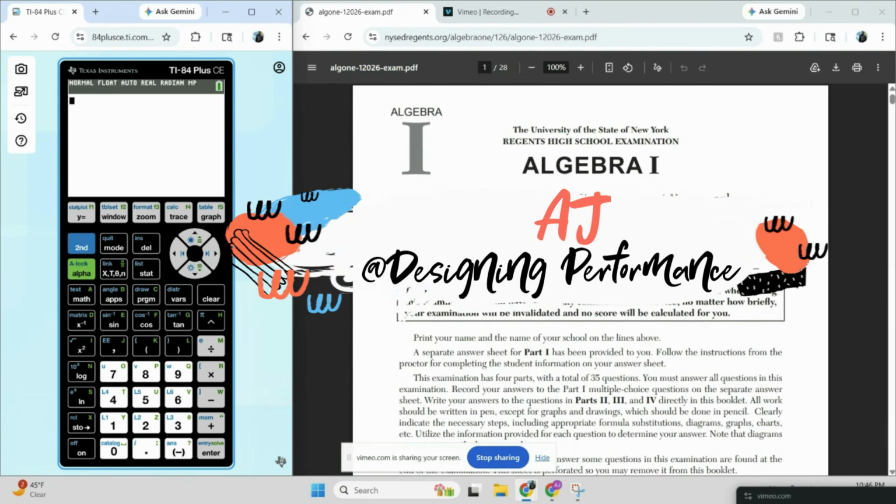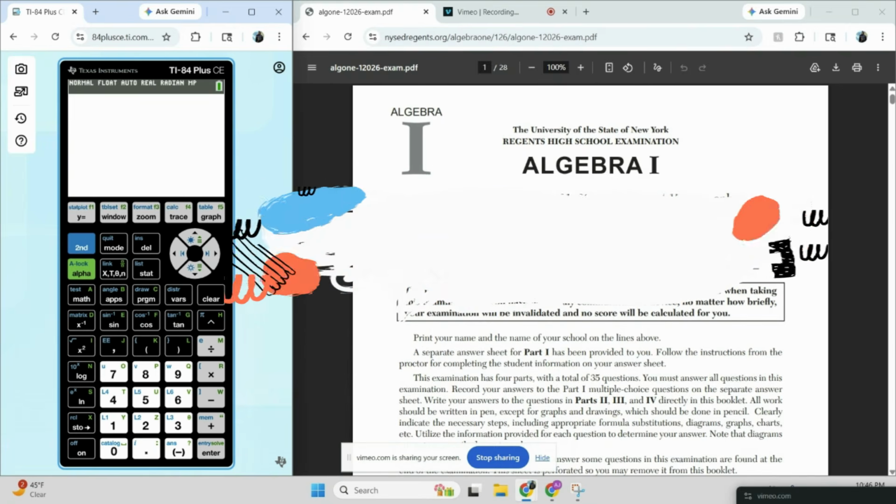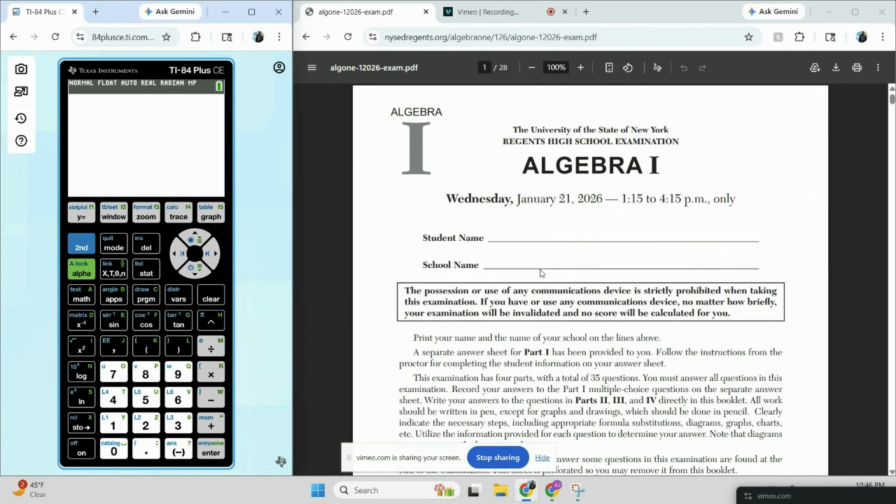All right, welcome to Designing Performance, where we're going to take you through the Regents and how to use the calculator. What I'm going to show you here is how you can leverage the calculator for success on this exam. Now this works for all types of students.